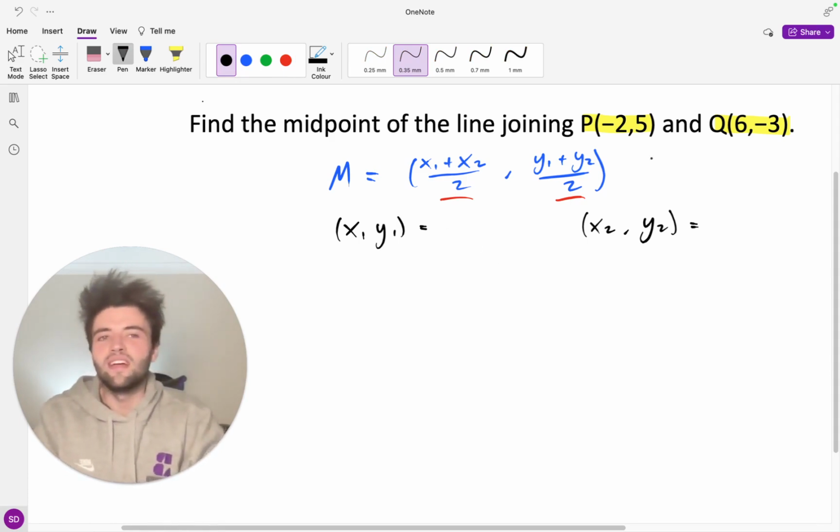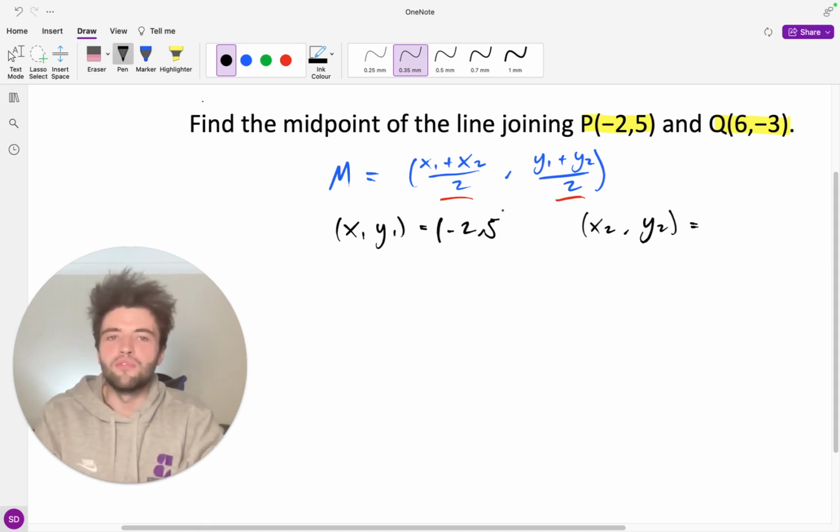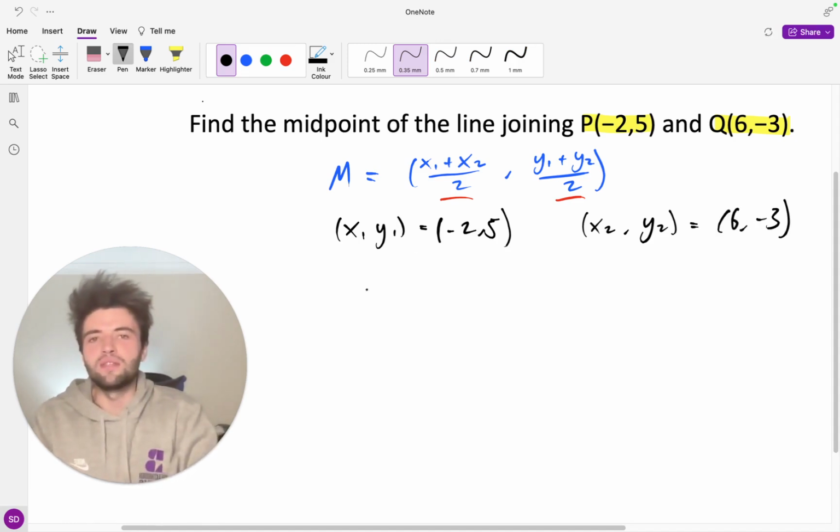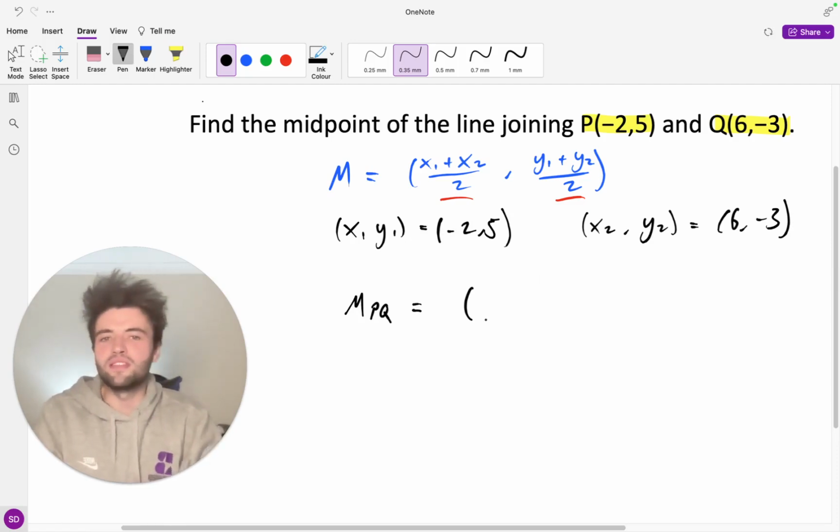So x1, y1 is going to be our first point, which is just going to be minus 2, comma 5. So that's the point P. And then x2, y2 is going to be 6, minus 3, excuse me. So that's going to be the point Q. And so now we can just plug these values into our formula in order to find the midpoint of PQ.